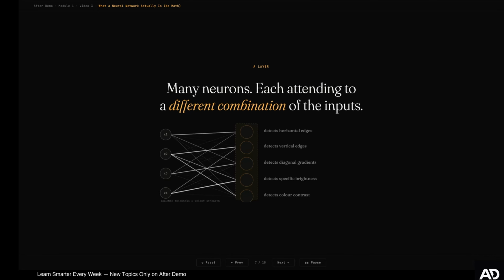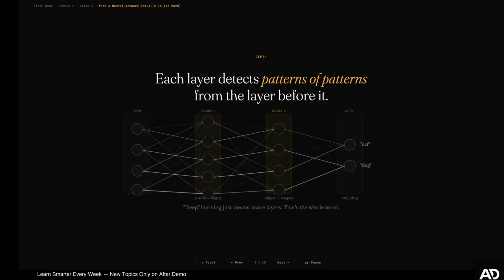Now stack a second layer behind the first. The second layer's neurons receive the output of the first layer as their inputs. So now they are detecting a pattern of patterns: edges combining into shapes, shapes combining into features, features combining into a cat. That's the power of depth. Each layer handles a higher level of abstraction than the one before it. Deep learning just means more layers. That's what the word deep means.